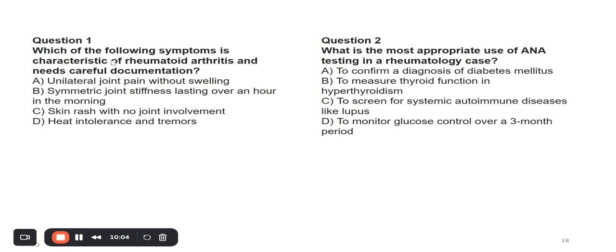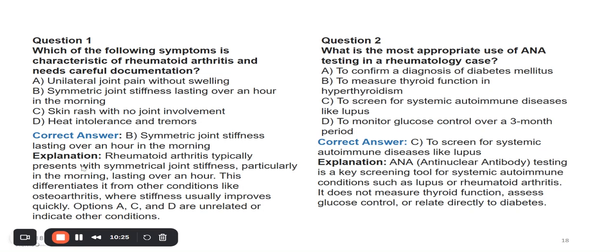Question 1. Which of the following symptoms is characteristic of rheumatoid arthritis and needs careful documentation? A. Unilateral joint pain without swelling. B. Symmetric joint stiffness lasting over an hour in the morning. C. Skin rash with no joint involvement. Or D. Heat intolerance and tremors. Definitely it's B, as rheumatoid arthritis typically presents with symmetrical joint stiffness, particularly in the morning, lasting over an hour. This differentiates it from other conditions like osteoarthritis, OA, where stiffness usually improves quickly. Options A, C, and D are unrelated or indicate other conditions.